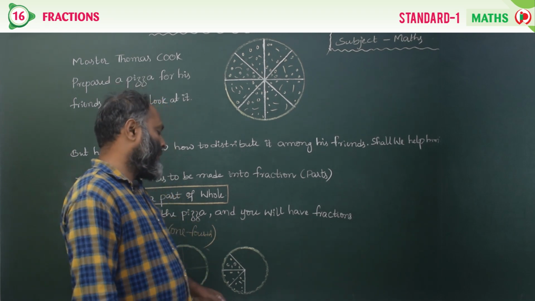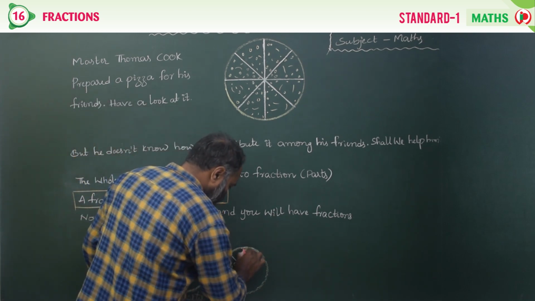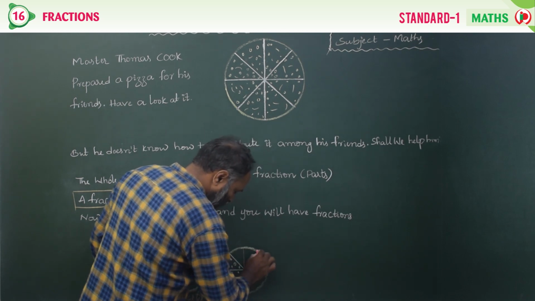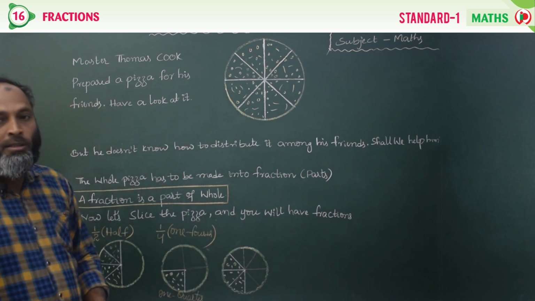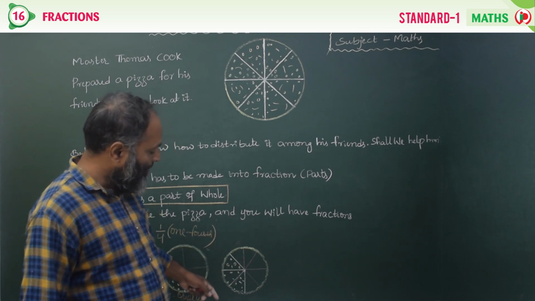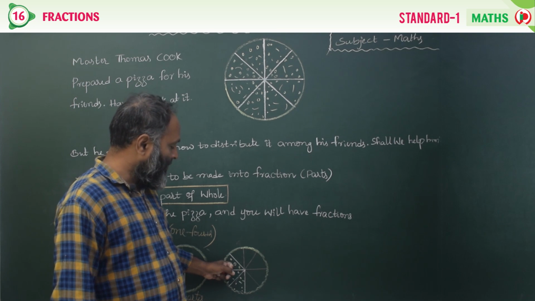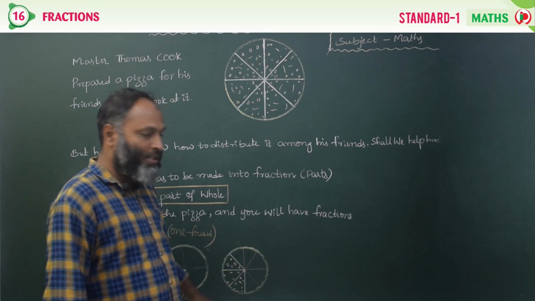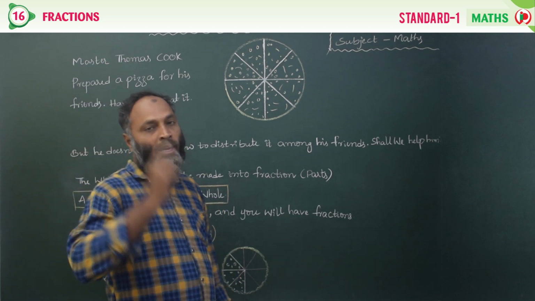Now, in the third pizza, first you complete the total parts like this, and like this, and like this. Okay. So in how many parts is the total pizza divided? The total pizza is divided into 8 parts. Once you count, 1, 2, 3, 4, 5, 6, 7, 8. In total 8 parts.